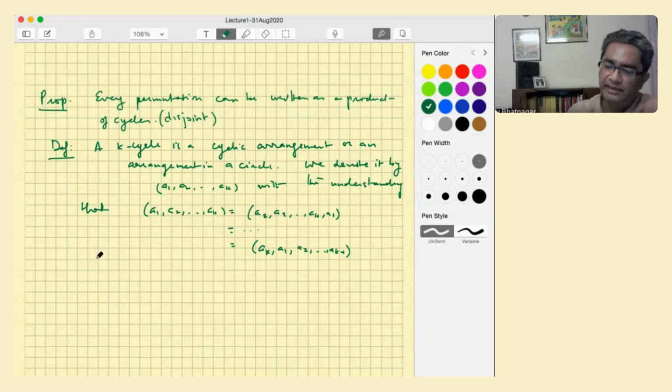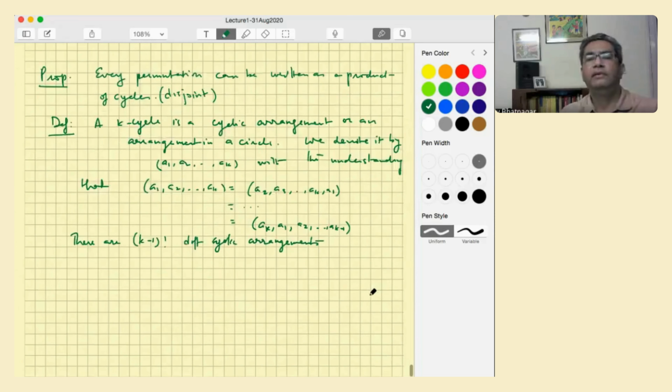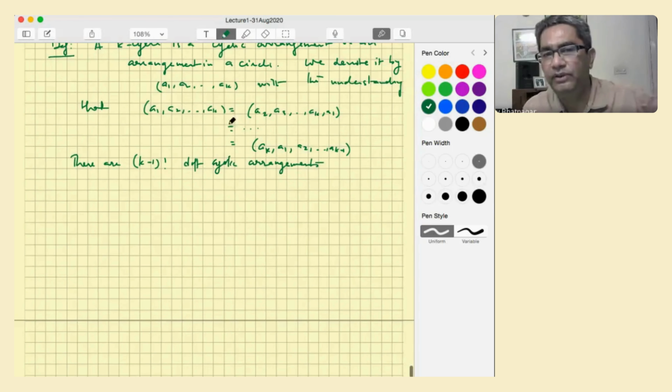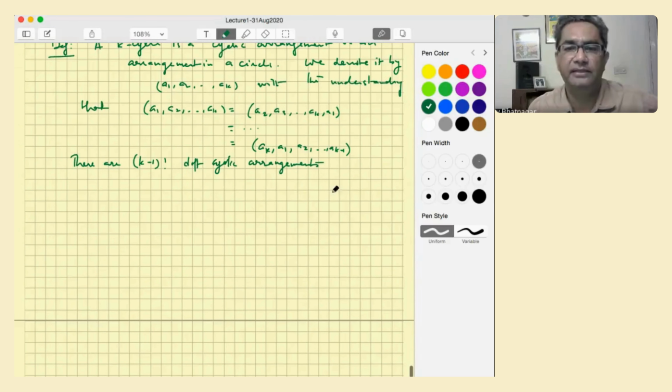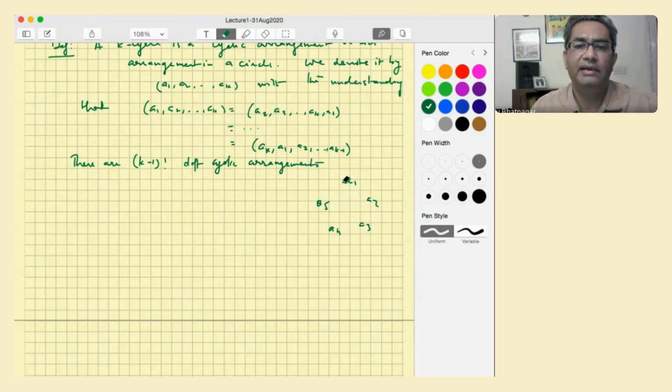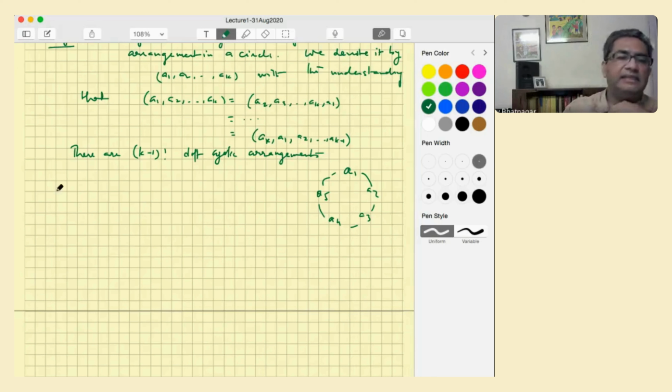So it's easy to see that there are exactly (k minus 1) factorial different cyclic arrangements. I mean, you put all arrangements and you divide by k of these. That's what you get, this k minus 1 factorial. So essentially, this is the issue. You put these together, A5, and then you can rotate them. If you rotate, it's the same thing. That's it.